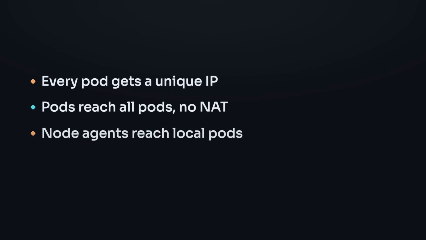Kubernetes does not implement networking itself. Instead, it defines a contract that any network solution must satisfy. There are 4 core requirements. Every pod gets its own unique IP address. Pods can talk to all other pods across nodes without network address translation. Agents on a node, like the kubelet, can reach pods on that node, and the IP a pod sees for itself is the same IP others use to reach it. This flat model is the foundation everything else builds on.